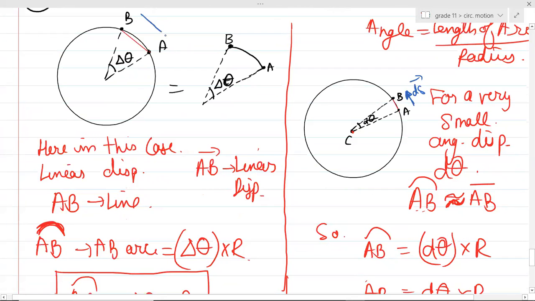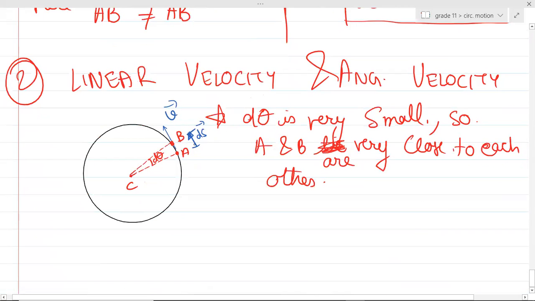This is basically delta s vector, which we don't want. We want only this ds vector. So now we know this particular thing that A to B line is basically a ds vector.